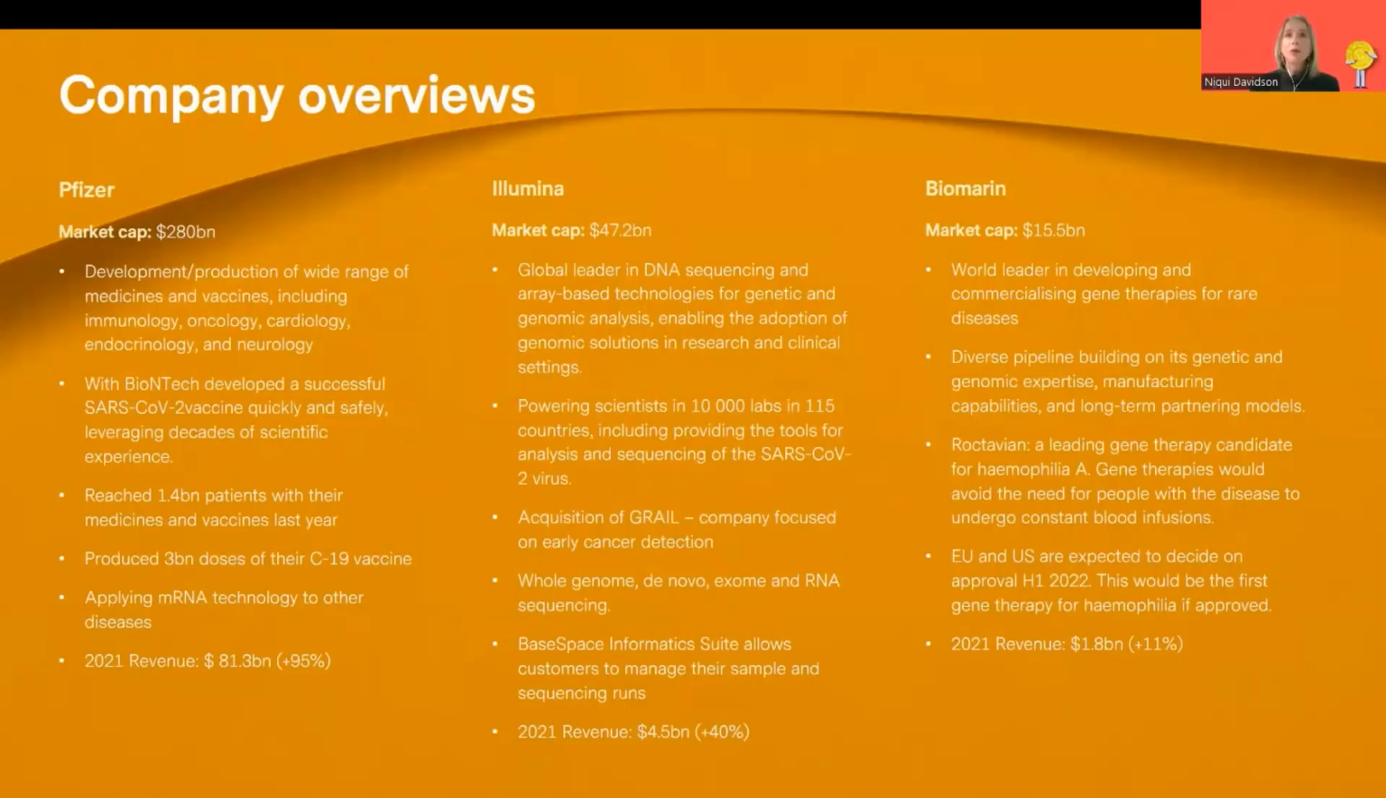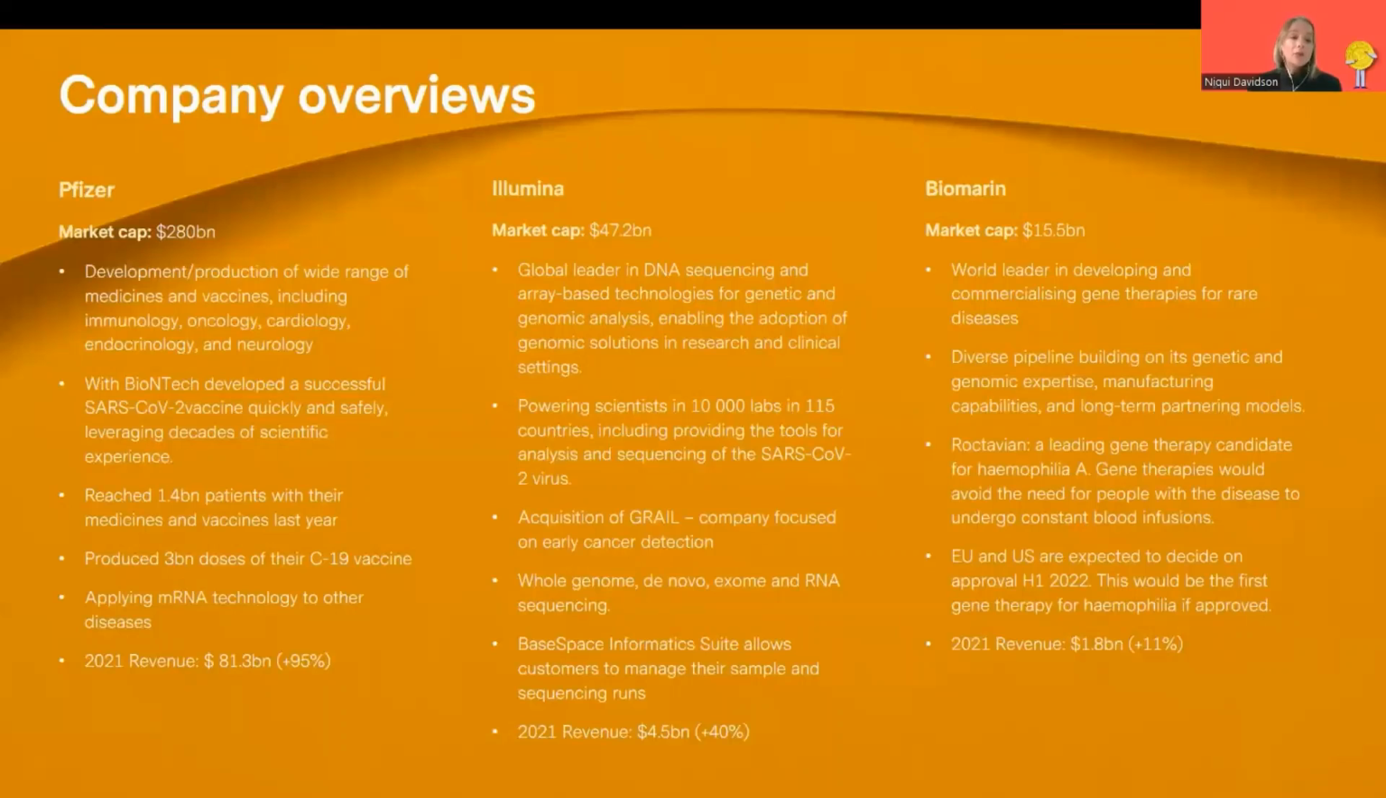But I think what they're most known for right now is obviously the development of the COVID-19 vaccine candidate that was so successful. This was done in partnership with a company called BioNTech, which is also a constituent of the healthcare fund. And these companies were able to really quickly and effectively develop a vaccine candidate for COVID-19, assisting in putting an end to the pandemic.